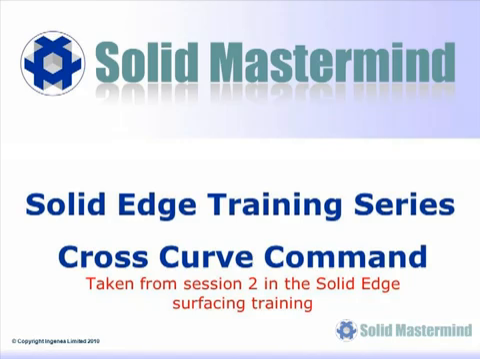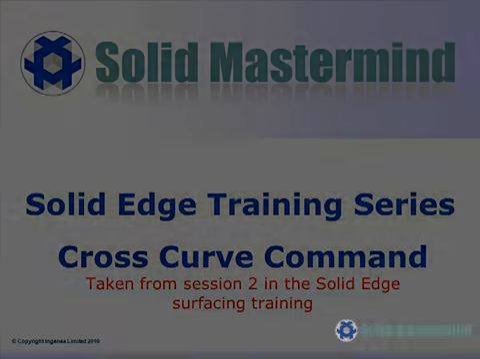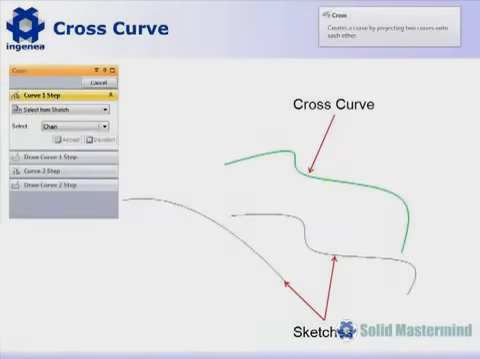This preview is part of the surfacing training and covers the use of the cross curve command. We'll start this session by looking at the cross curve command. This is one of the fastest and most simple ways to create a 3D curve. Essentially, it allows us to select 2D geometry from two different views in order to produce the 3D curve. The profiles for the two curves can be created on the fly when accessing the command.